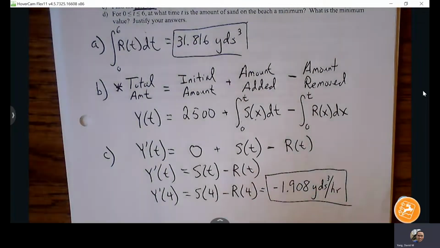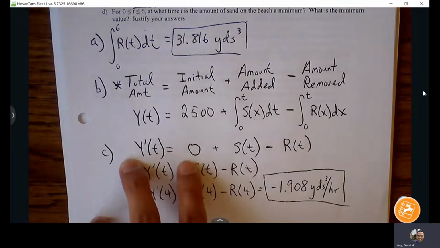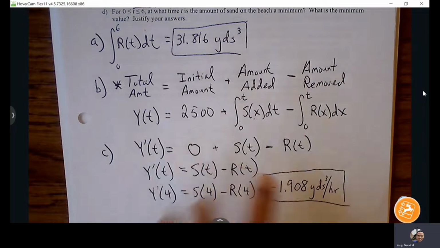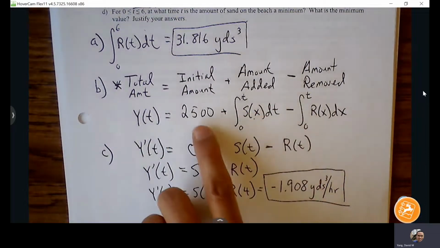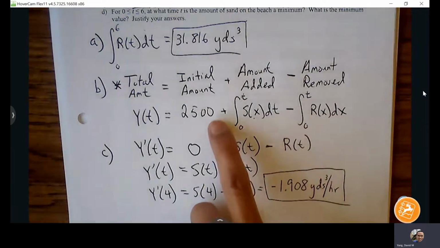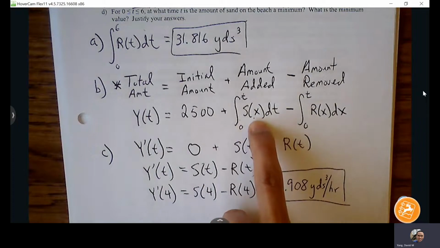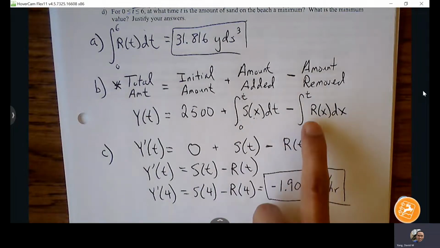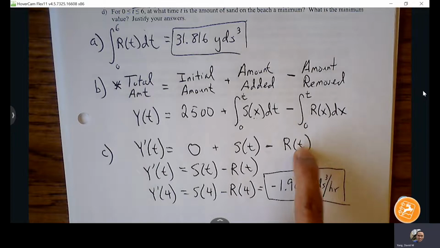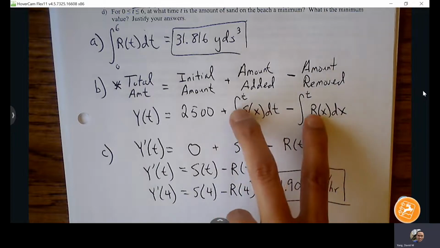And then part C was find the rate at which the amount of sand is changing at 4 hours. So anytime I'm dealing with rate, I have to involve derivative. And so I have to first find y prime. To find y prime, I take my y of x, and I just take the derivative of each term. So 2500 goes to 0. Integral of S of x becomes S of t. Integral of R of x becomes R of t. So I'm just taking that integral and making it drop.